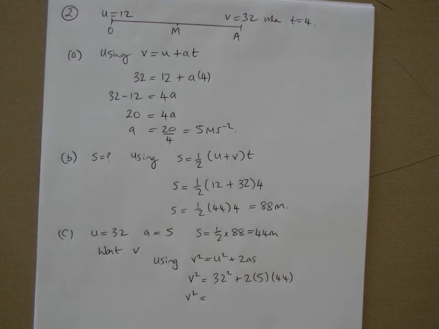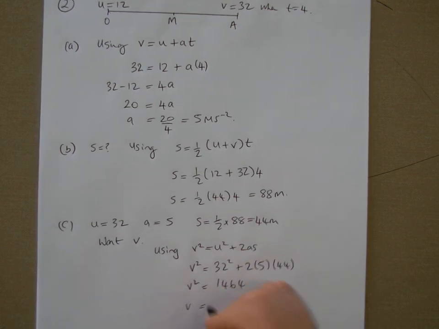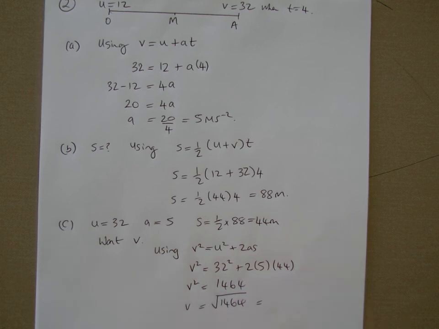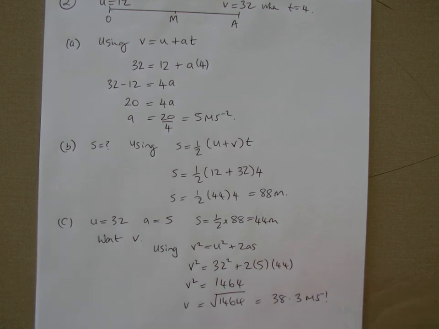32 squared plus 2 times 5 times 44. That comes to 1464. And of course, then to get v, I need to square root, take the positive solution, of course, because I want the speed here. So that comes to 38 point, and to one decimal place, 38.3 meters per second.